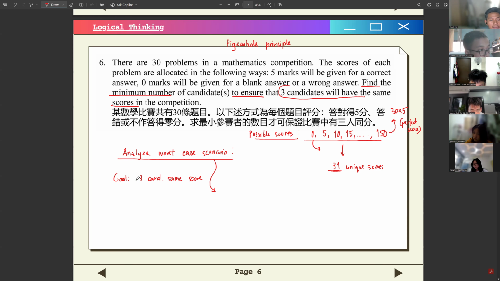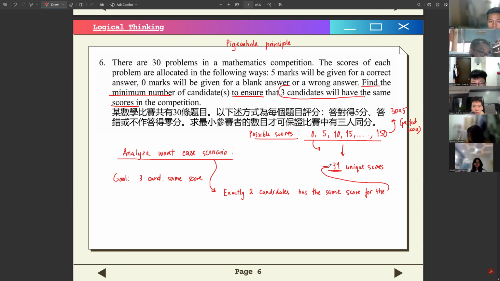How do we delay this happening? The worst case is if each of the possible scores has exactly 2 candidates with that score. So let me write that. Exactly 2 candidates have the same score for the 31 unique scores. So let's say 2 people got 0, 2 people got 5, 2 people got 10, and so on. 2 people got a perfect score.